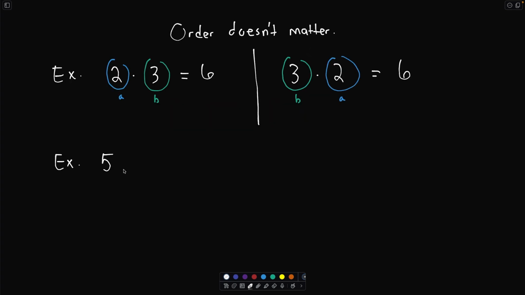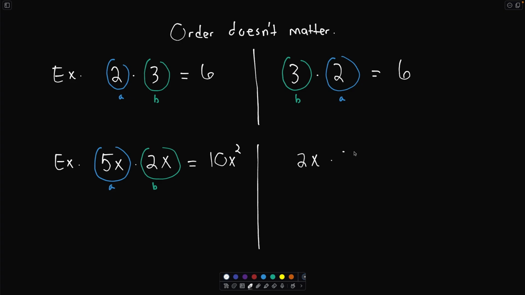Here's another example. How about 5x times 2x? That's going to give us 10x squared. And our A is going to be 5x. Our B will be 2x. Remember, the law says the order doesn't matter, so I could rewrite this as 2x times 5x, which gives us, as you could see, 10x squared. But in this case, B comes first, and A comes second. We still get the same solution.